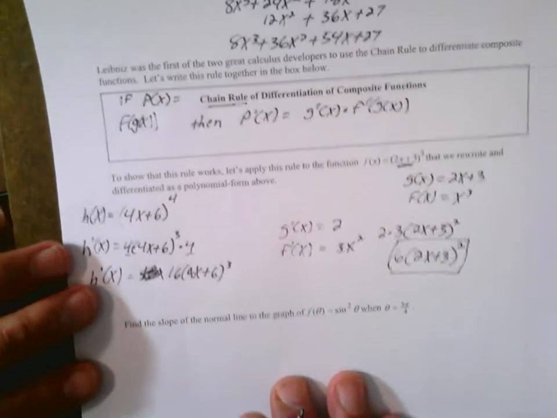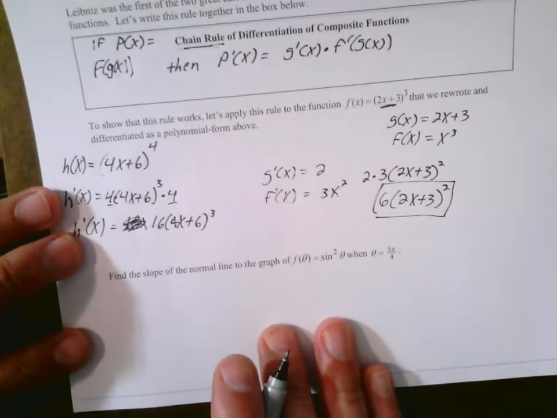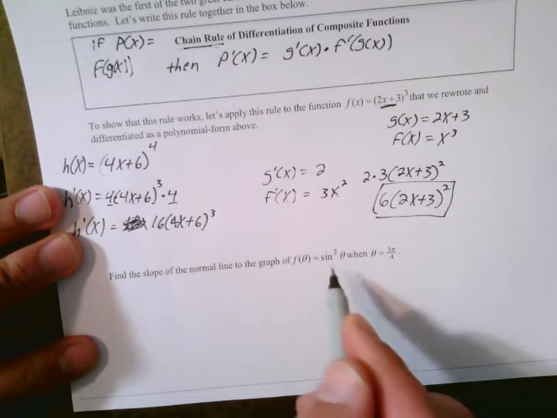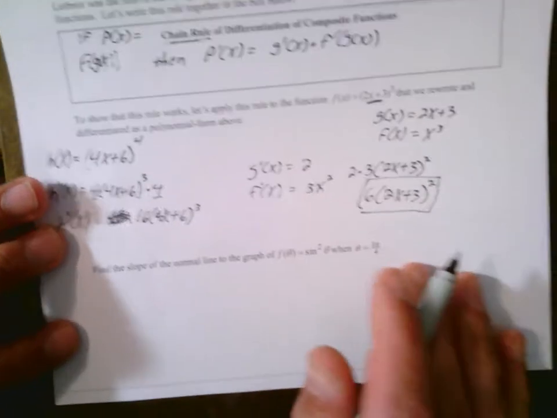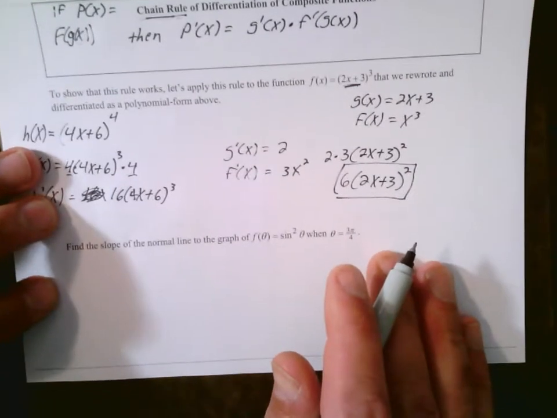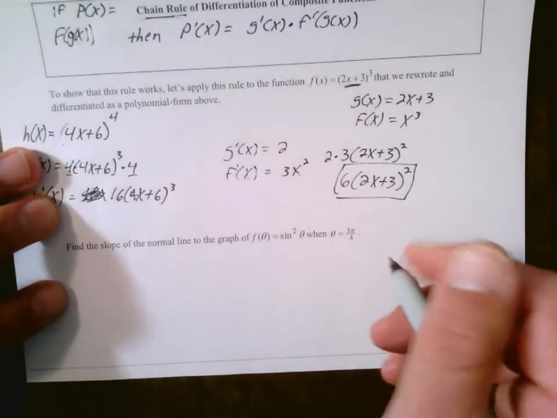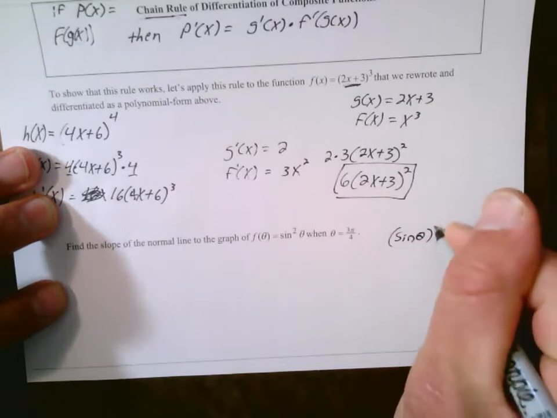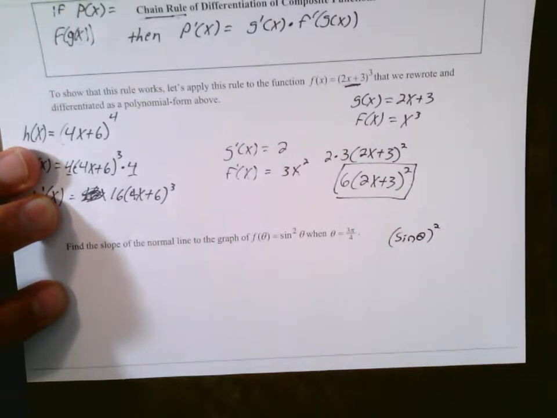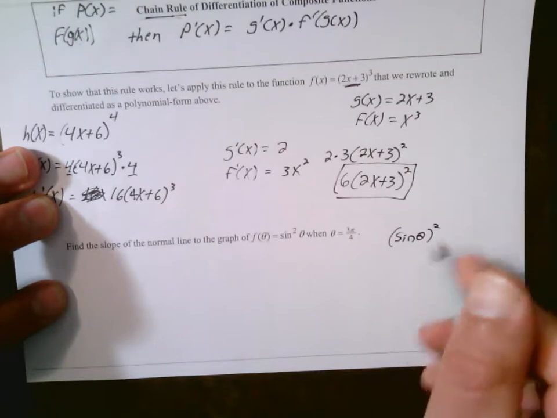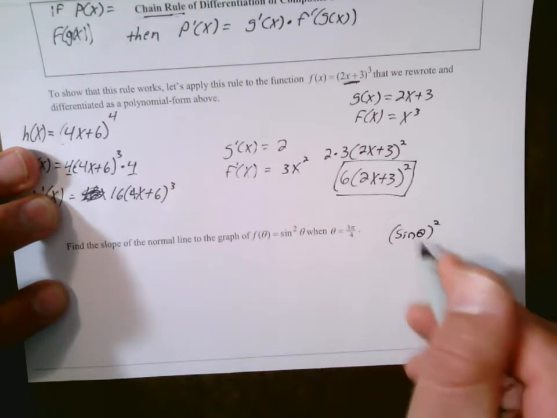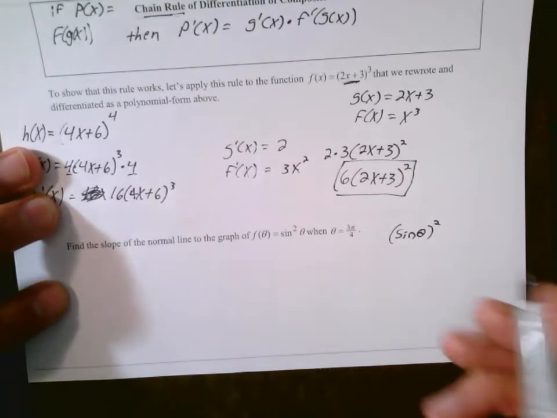Now, of course, it's not always that easy. You've got to find the slope of the normal line of this one, sine squared theta. It doesn't look as if this is the chain rule, but it is. This is sine theta squared. Okay? So when I differentiate that, I'm going to have 2 sine theta to the first, and then I take the derivative of the inside, which is sine theta.